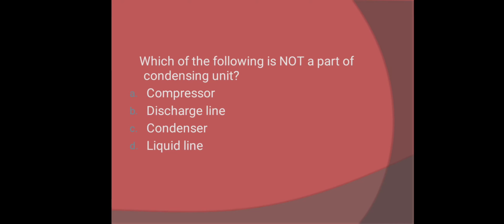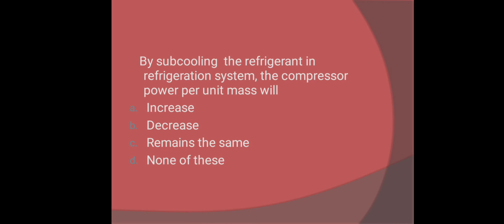Next, which of the following is not a part of condensing unit? Okay, which of the following is not a part of condensing unit? Sagot natin dyan ay liquid line, letter D. Next, by subcooling the refrigerant in refrigeration system, the compressor power per unit mass will blank. Remains the same, letter C.